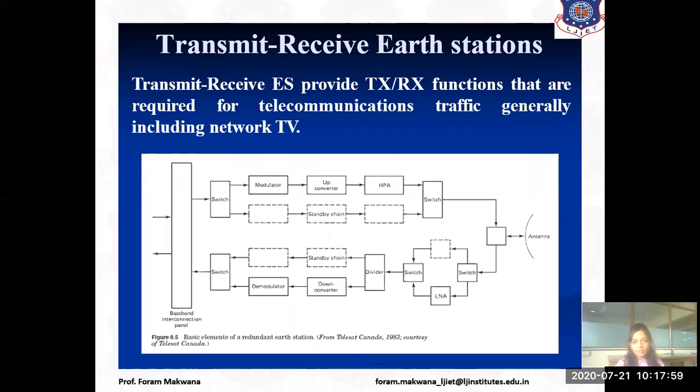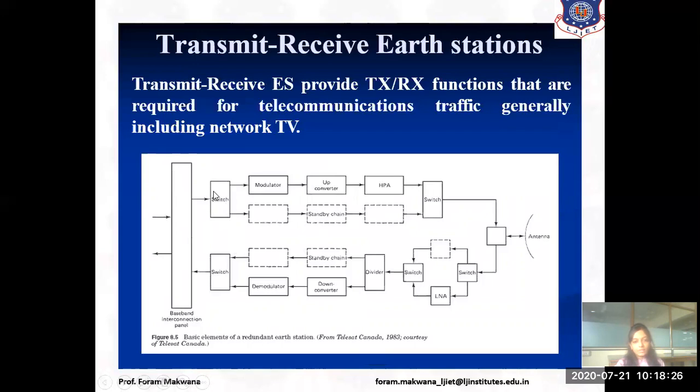and the last topic of unit number 7 is transmit receive earth station. Now transmit receive earth station provides the transmission and reception functions which are required for telecommunication traffic, which includes network TV. Okay, you can see over here the baseband interconnection panel.